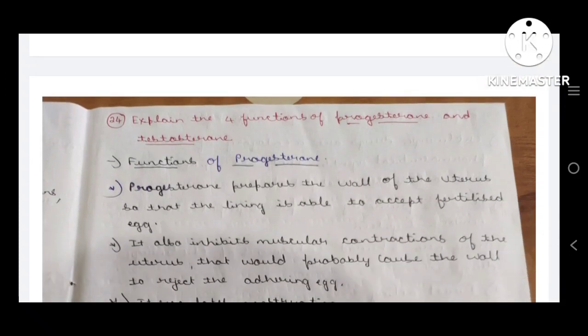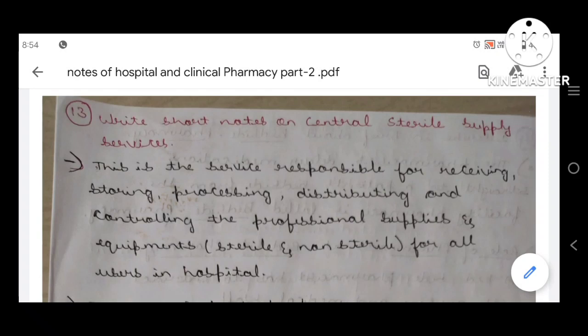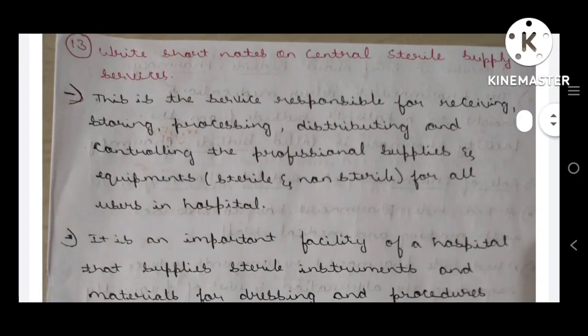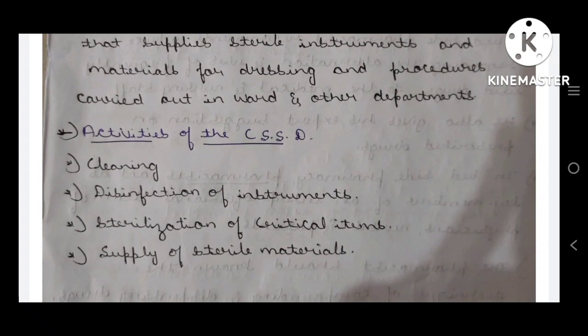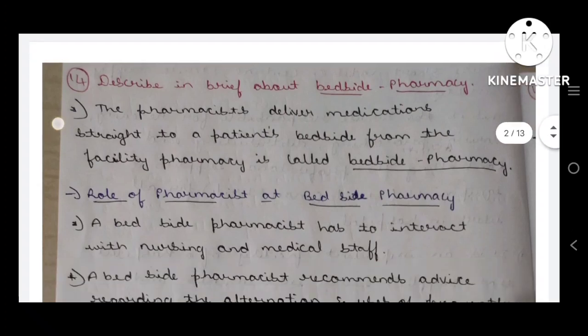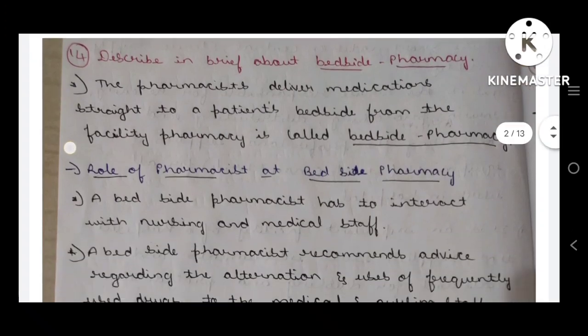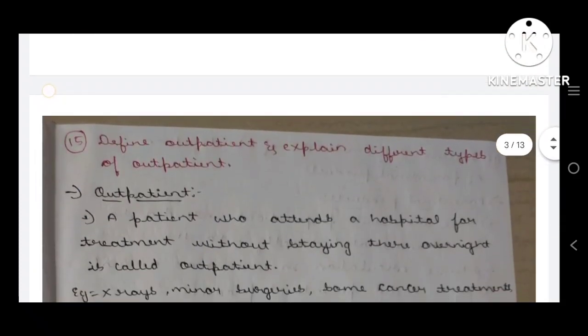Then I will take one more example, the subject of hospital and clinical pharmacy. Now look here. What you have to write: write short notes on central sterile supply services. First you write the definition of central sterile supply service, then some of its importance, then the activities of the CSSD: cleaning, disinfection, sterilization, and supply of sterile materials. Simple. Then write a brief note on bedside pharmacy. Very simple. Then the role of the pharmacist in bedside pharmacy. You write that in 4 to 5 points, it's enough.